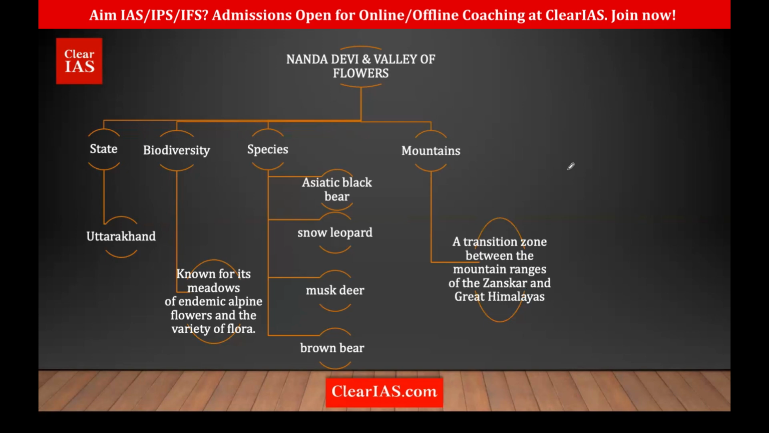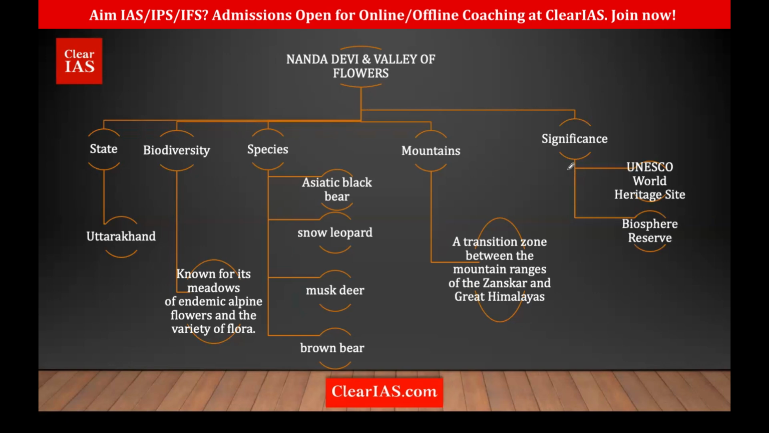Zanskar is part of what? Trans Himalayas and Great Himalayas. So it is between these. Okay, the Nanda Devi and Valley of Flowers National Park. And what is its significance? Yes, it is a UNESCO World Heritage Site. It is a biosphere reserve. It is a national park, as well as an important bird area. So it is a part of the UNESCO Man and Biosphere Programme. It is a biosphere reserve. Clear?